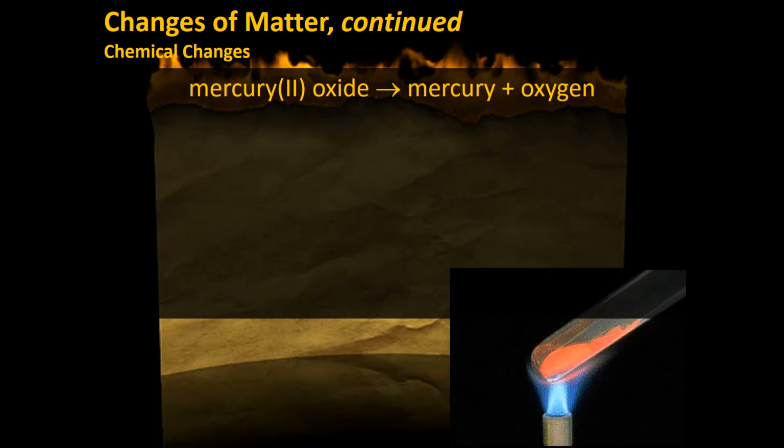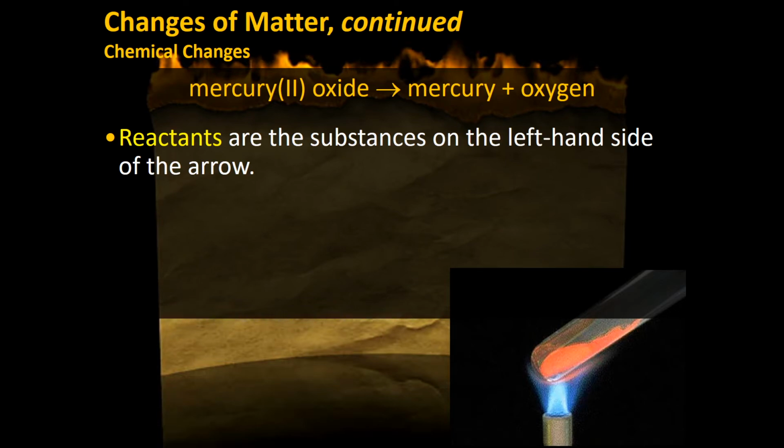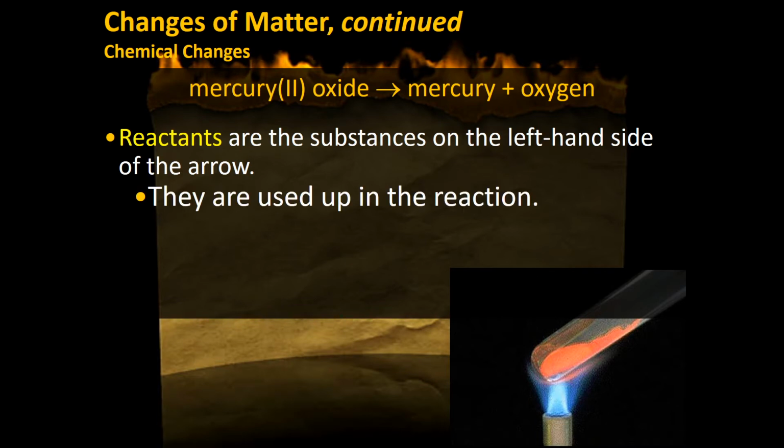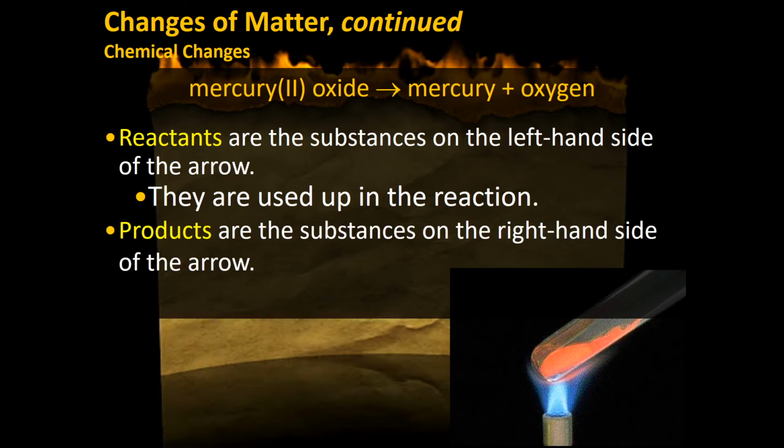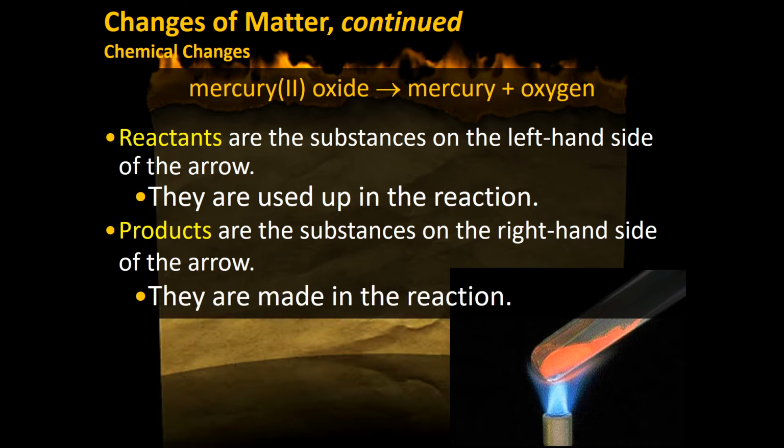So here's an example of a chemical reaction. We will go into this much later in the year, but you need to know that on the left-hand side of the equation, on the left side of the arrow, are the reactants, and they are what is going to be used up in the reaction. So we have mercury oxide being broken down into mercury and oxygen. The substances on the right-hand side of the arrow are called products. They are being made in the reaction.